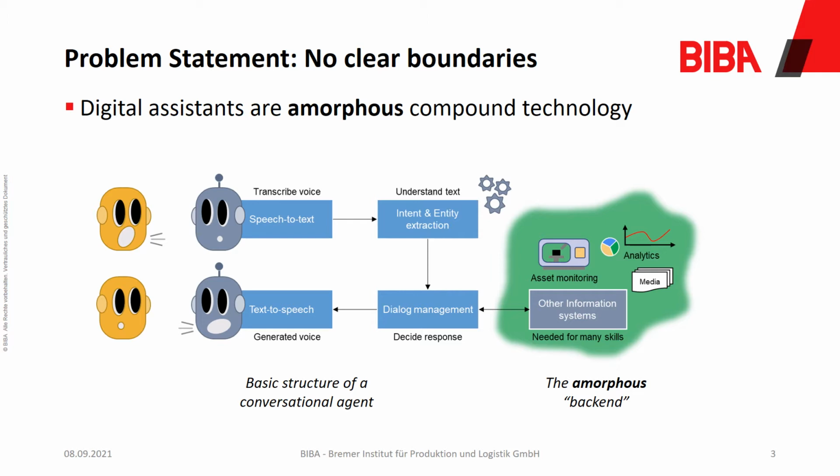And on the right-hand side, you see the amorphous part, which is the so-called backend, that connects the assistant to all kinds of other information systems in an organization. And in the manufacturing domain, we're talking about things like asset monitoring, manufacturing related analytics, or certain kinds of media that workers need to operate processes, to operate machines and do their daily work.